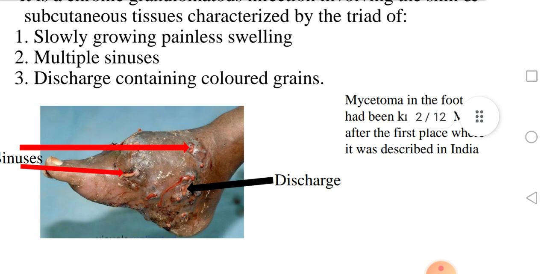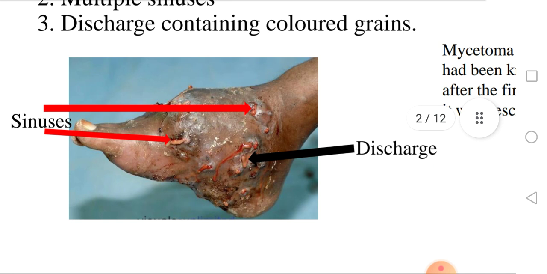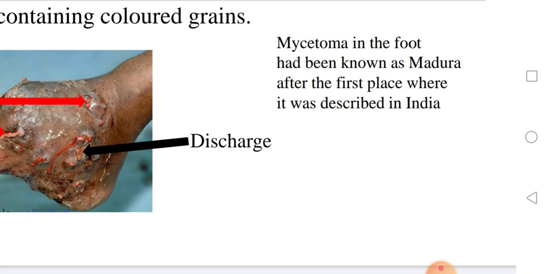And you see here, this foot with mycetoma, it is swollen with multiple sinuses, and these sinuses are discharging the discharge that you see. Mycetoma in the foot has been known as Madura, and it is so named after the first place where it was described, and that was in India.